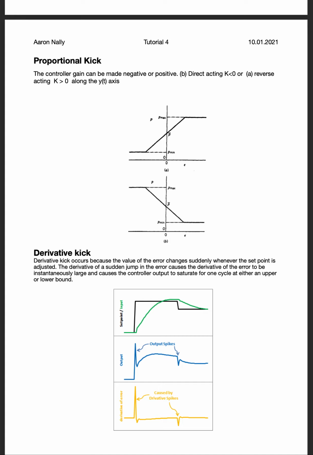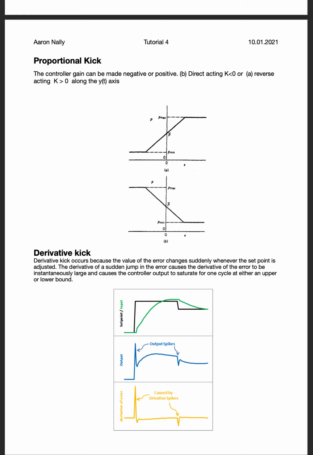So proportional kick. Controller gain can be made negative or positive. So direct acting, which is K less than 0, shown on B on the graph, or reverse acting, which is K greater than 0, along the y-t axis. As K is greater than 0, as the input increases, the output increases, and as K is less than 0, it shows the system going back to 0.